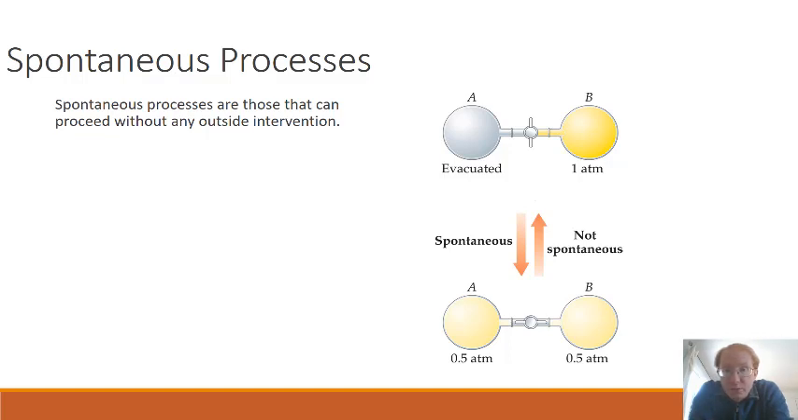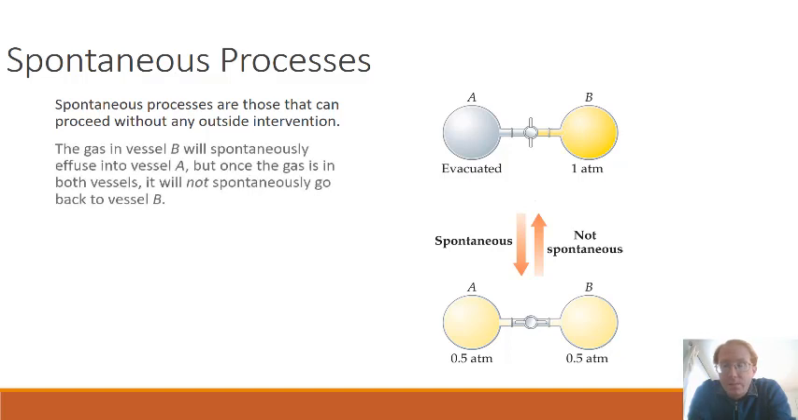In this example, I have two containers, A and B. Container B has 1 atmosphere worth of gas in it. Container A has no gas, it's evacuated, there's zero pressure. So unsurprisingly, when I open up the valve, the gas particles will spontaneously travel from container B into container A until they both have the same pressure. Right? That's a spontaneous process.